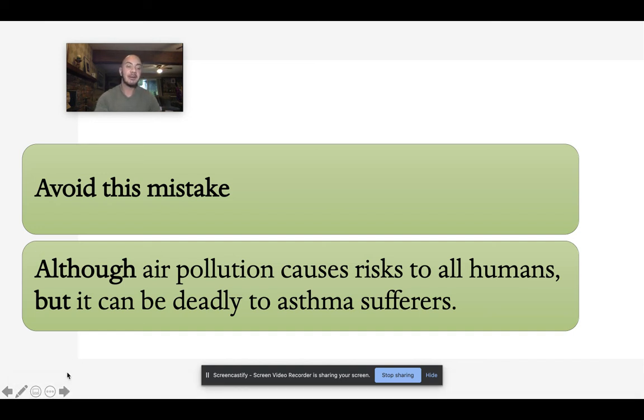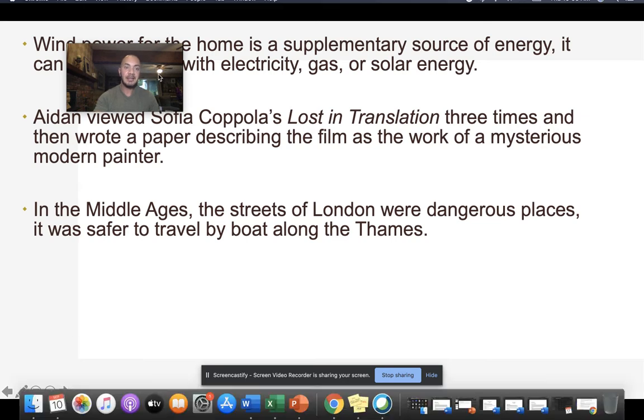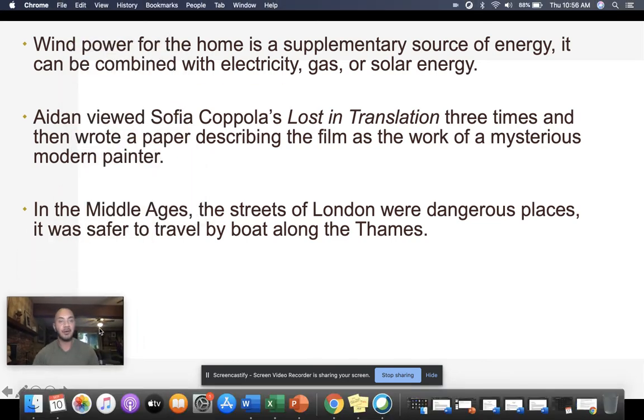Let's do a couple more examples. The examples on the screen now come from your Rules for Writers textbook, and you may want to take a couple of moments to pause the video and try to practice rewriting these on your own.